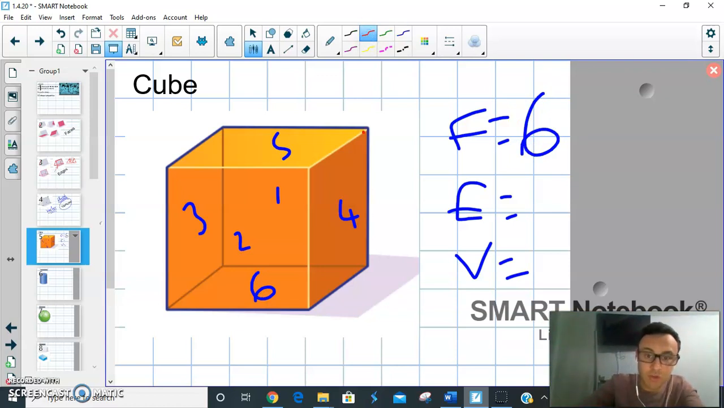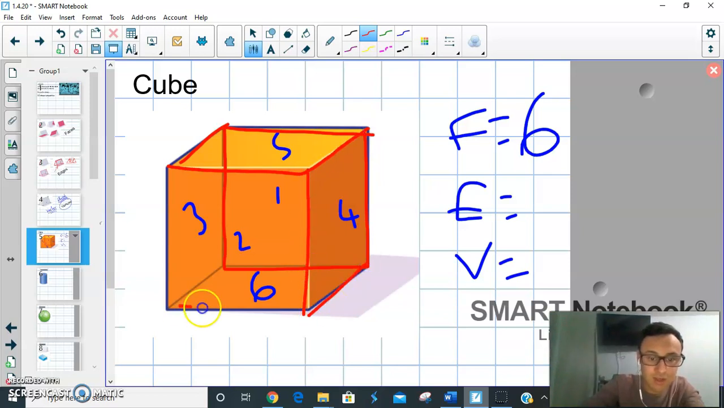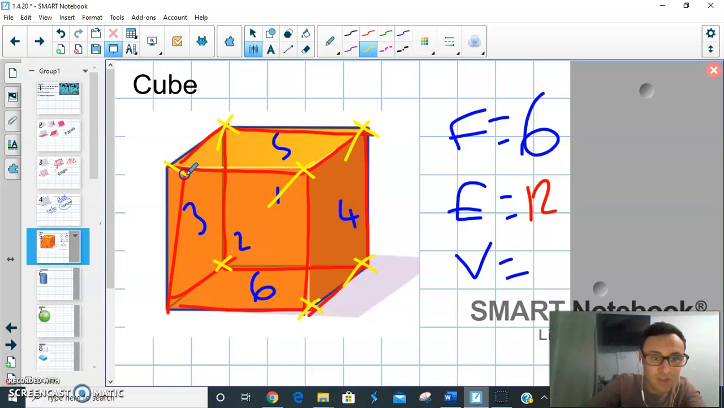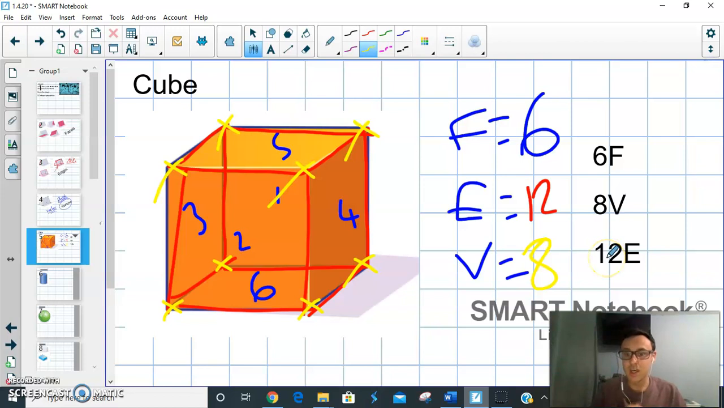Edges, right, edges I'm going to do in red. So we've got 1, 2, 3, 4, because that's a square. Square has 4 sides. 5, 6, 7, 8, 9, 10, 11, 12. So that has 12 edges. And vertices then, the points, which are 2 edges that join together, well, it has 1, 2, 3, 4, 5, 6, 7, 8, and it has 8 vertices. Now I'm hoping if I get rid of this that's the same. Yes, it is. Okay, so 6 faces, 8 vertices, and 12 edges on a cube. Okay, so imagine those as you go through.